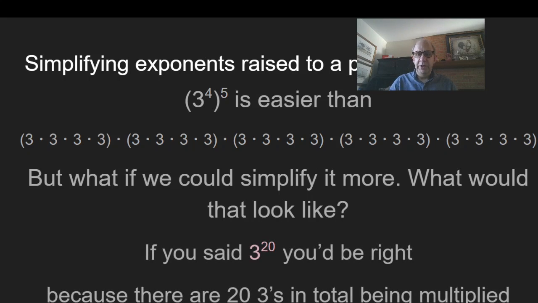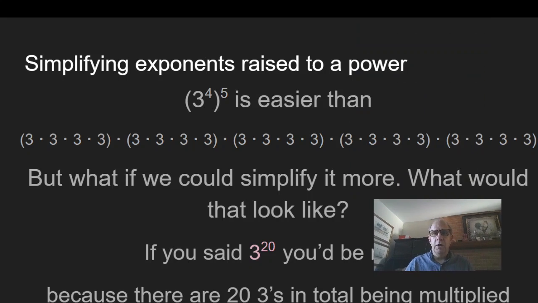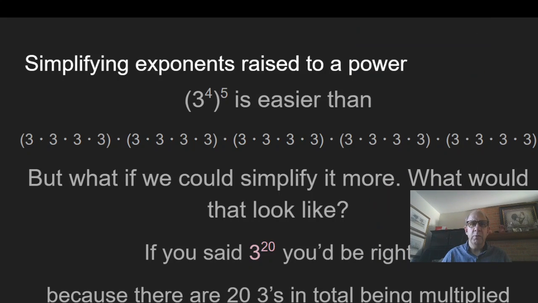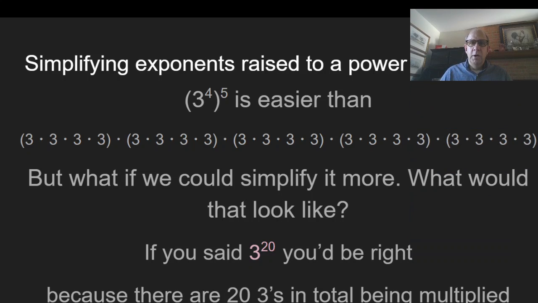So simplifying it is pretty easy, right? All you got to do, 3 to the 4th raised to the 5th power, write it all out. So like I did before, here's 3 to the 4th times 3 to the 4th times 3 to the 4th times 3 to the 4th times 3 to the 4th. What would that look like? How many 3's do I have? So 4, 8, 12, 16, 20. 4 times 5 is 20. So I have 20 3's. All right.